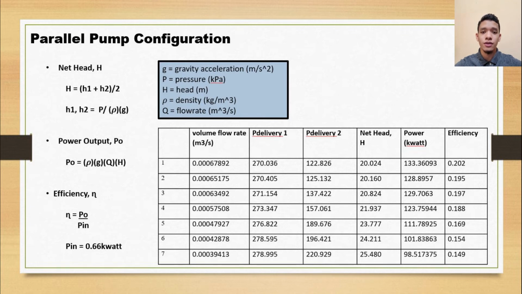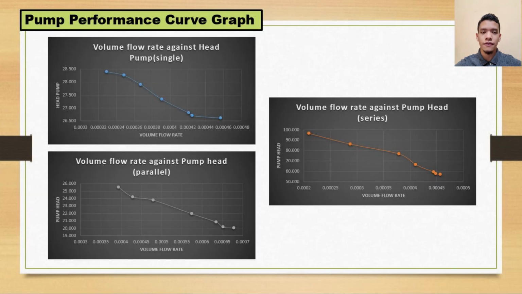Next, we move to the pump performance curve graph. As we can see here, all three graphs have the same relationship between volume flow rate and pump head, where pump head is inversely proportional to volume flow rate. This is because as the volume flow rate increases, the pump head decreases.